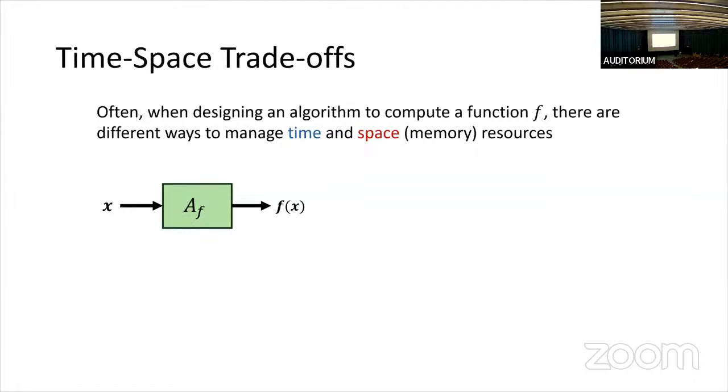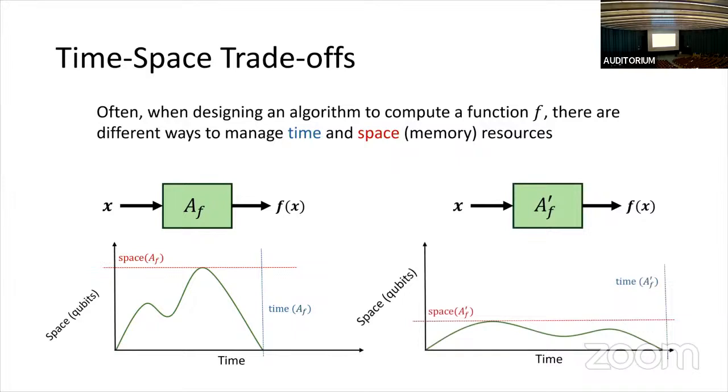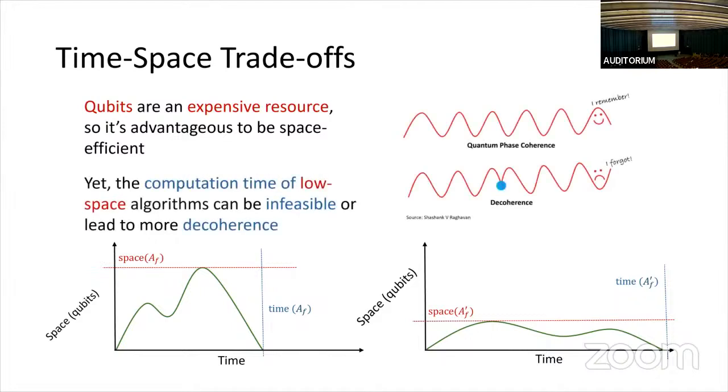You could have one algorithm that, when we look at the space usage over time, uses a relatively large amount of space, but gets done with the computation relatively quickly. You could also design an algorithm that's space-bounded at the cost of a longer runtime. On one hand, qubits are expensive, so it's advantageous to be space efficient. On the other hand, we could be too extreme in our attempt to save space, and even if the problem is still computable, the runtime could be too long so that it's infeasible. It also can lead to more decoherence.